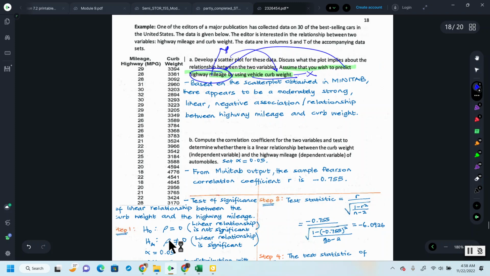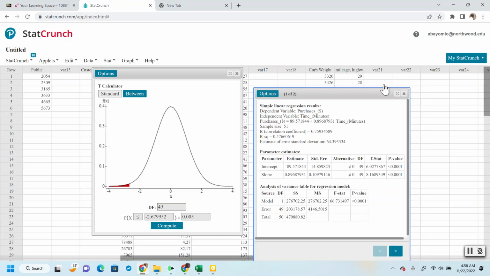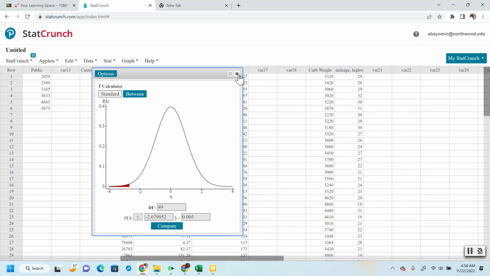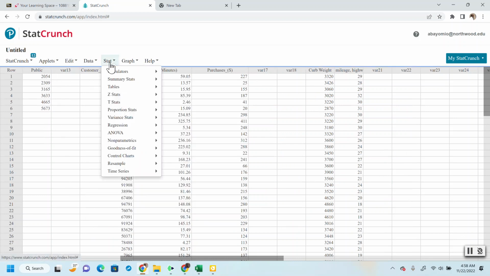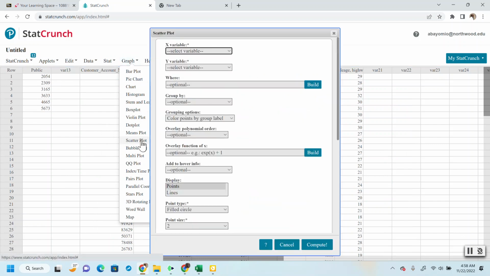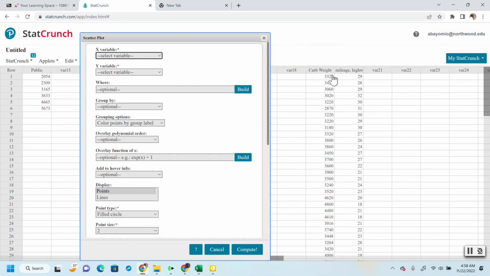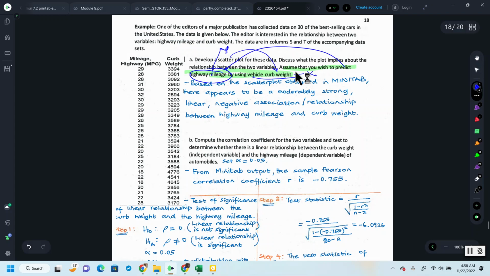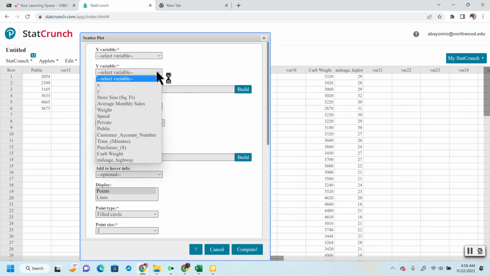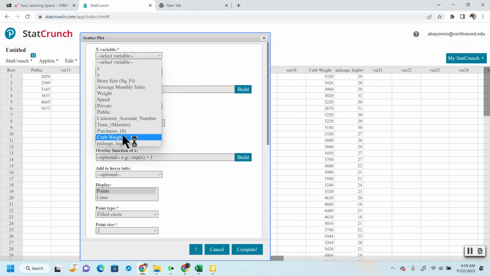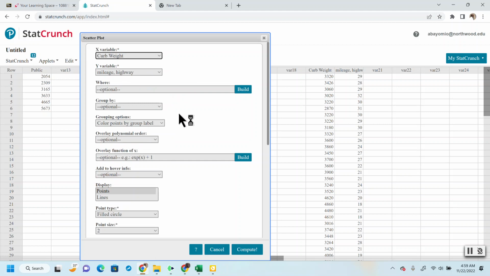So this is what we do. We go into StatCrunch. I'm going to X out of this and X out of this. And I want to graph a scatter plot. And for this scatter plot, my goal is to analyze this data. Who is going to take the role of my y? Remember, the question wants me to predict highway mileage. So highway mileage will be my y. So going back to StatCrunch, y will be selected as highway mileage, and the other variable is the curb weight.